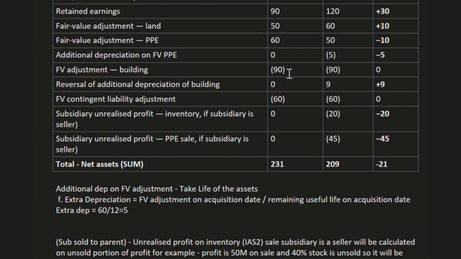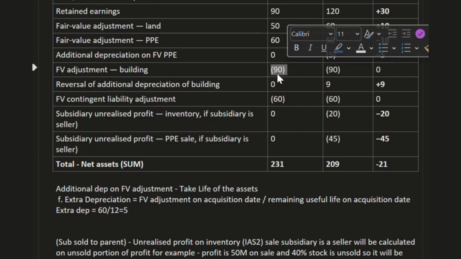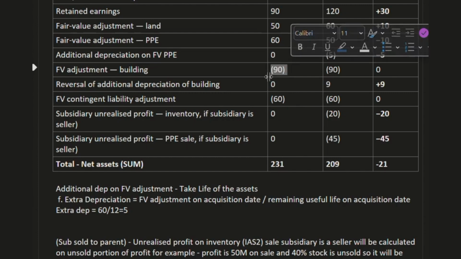90 is a negative figure at acquisition date, and 90 is a negative figure at reporting date. So the movement is 0. How did 90 come as a negative amount? Whenever the fair value is less than the carrying amount, in that scenario we have a negative figure.